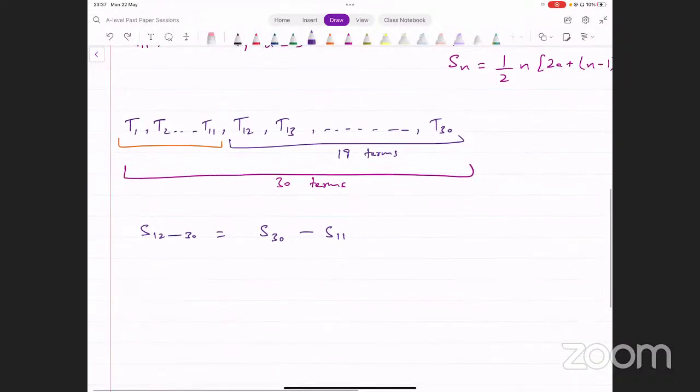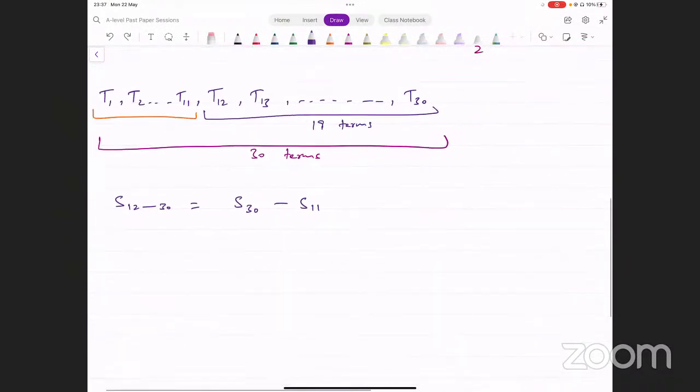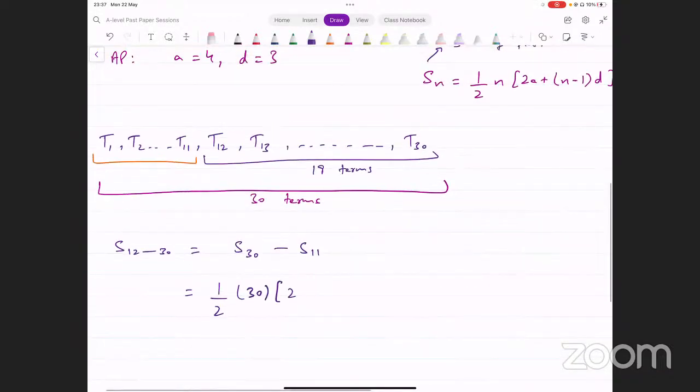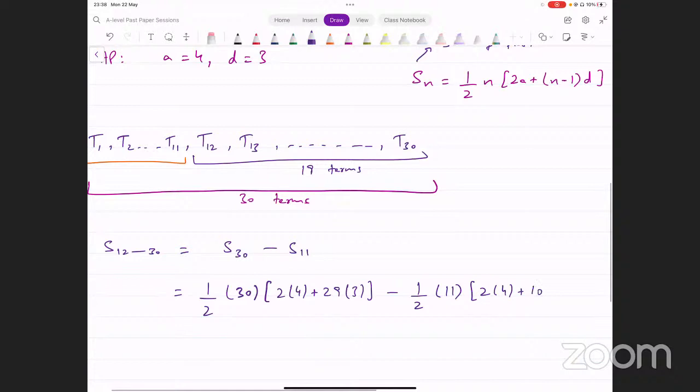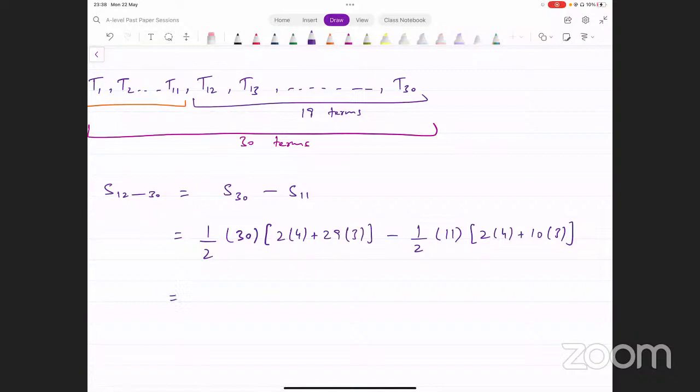This is what we can do here. तो अब इसमें हम फॉर्मूला यूज कर सकते हैं, right? Let's just input values here now. Half into n is 30, into 2 into a क्या था 4, plus n minus 1, that means 29 into difference is 3. Subtract from this 1 over 2 into 11 into 2 into 4 plus 11 minus 1, which is 10, into the difference, which is 3. And that's it. ये evaluate कर लें और देखें आपके पास क्या आता है.